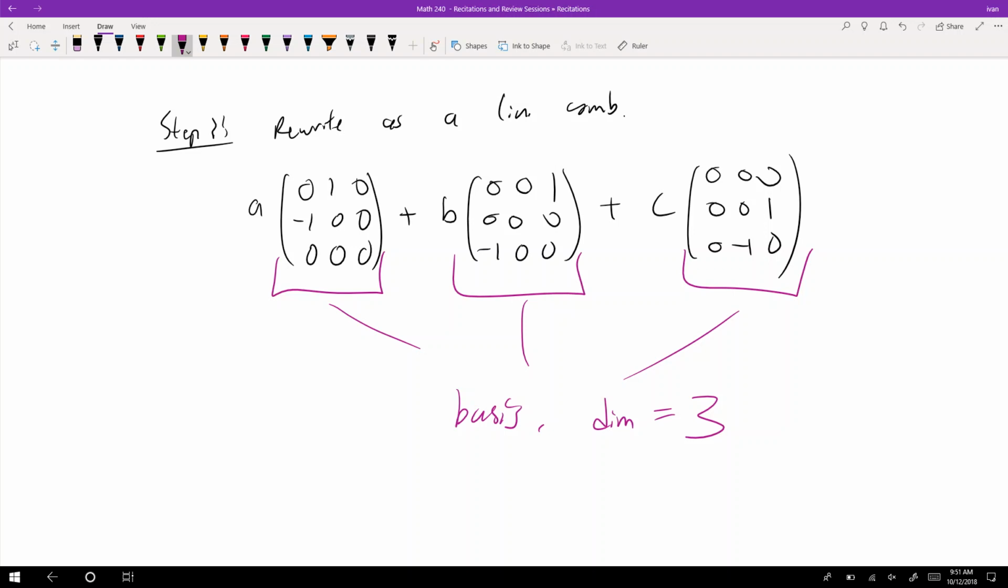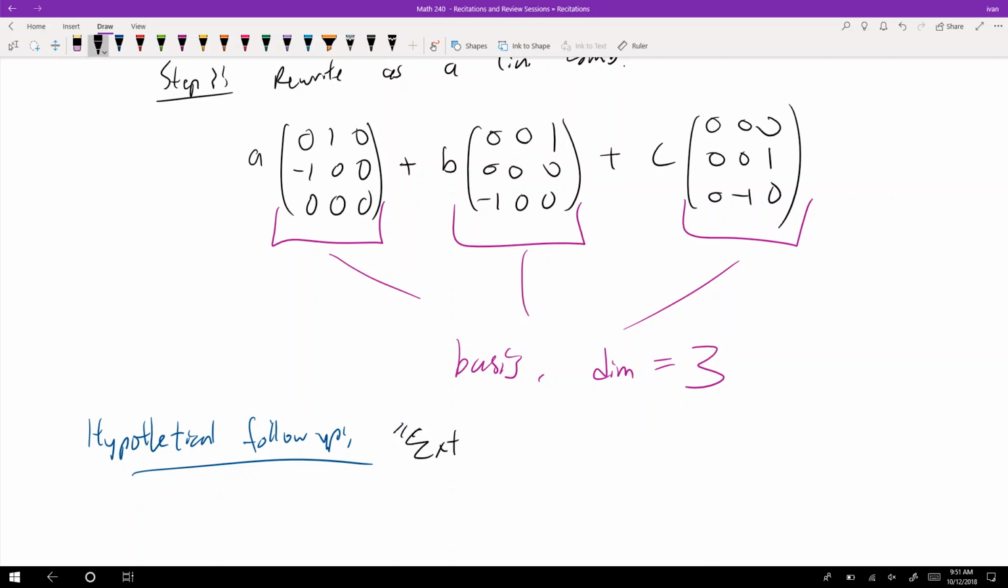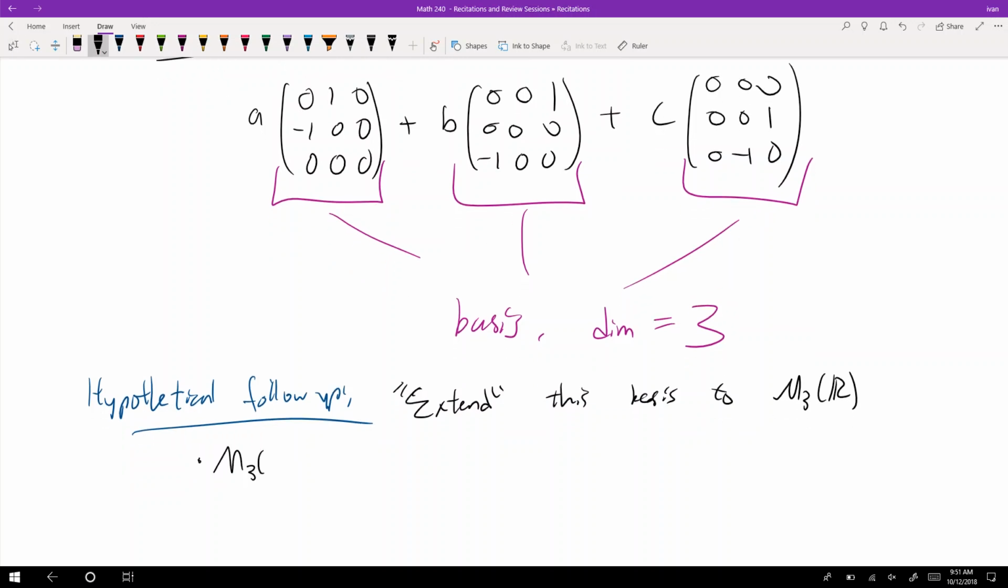Okay? And do I want to talk about this? Yeah, a hypothetical extension, a hypothetical follow-up, and you'll see this a lot. Extend this basis to M3R. What does that mean? M3R has dimension 9. That's a claim everyone's okay with, right?